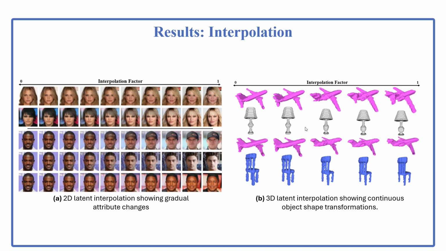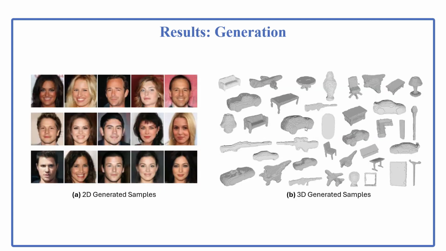We also tested the interpolation experiment. For example, we take two images with two different latent representations and interpolate between them to see whether we have a smooth transition between the different latents. As you can see here, 2D latent representations show gradual attribute changes. For example, if you change the attributes or the gender of the person, you can see the gradual changes. For the 3D data, you can see the same thing: it shows continuous object shape transformations. And this is the result of the generation task for both 2D and 3D data.